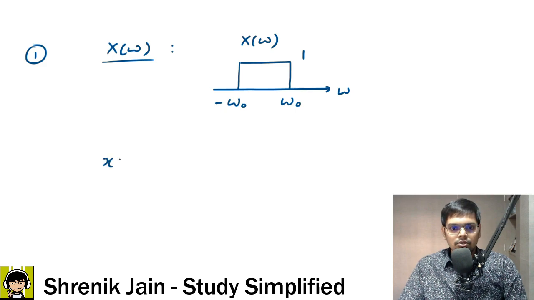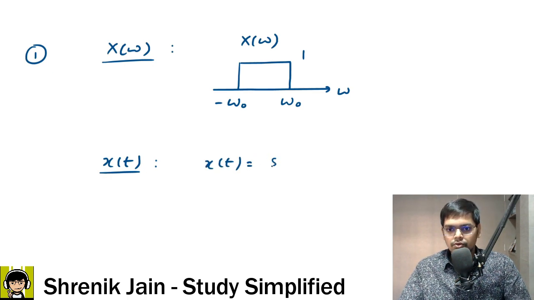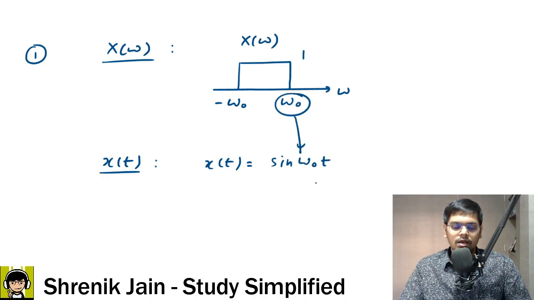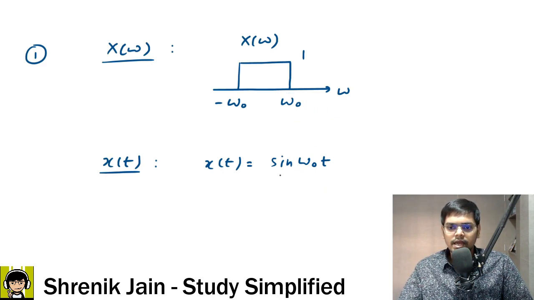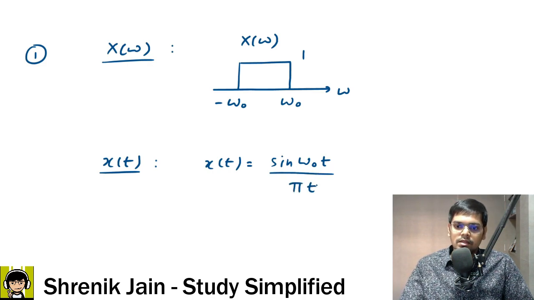Now if you need the x of t graph, we know it very well, rectangular, then the time domain would be a sampling function. So our sampling function is equal to sine omega naught t, whatever is the value here, that only comes. If it was omega naught by 2, here it is omega naught by 2. We have learned that in the basics. So sine omega naught t divided by pi t. This is the first step.